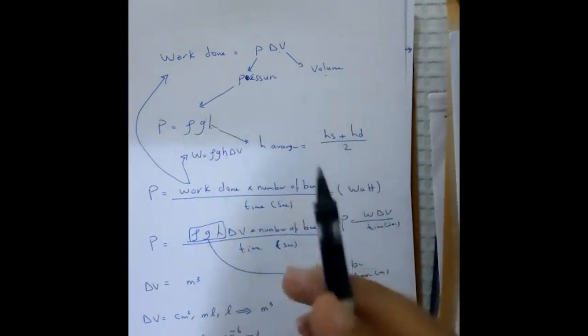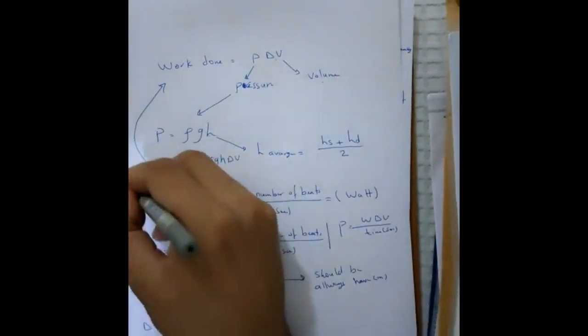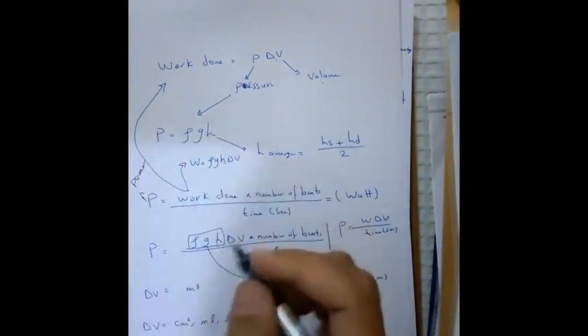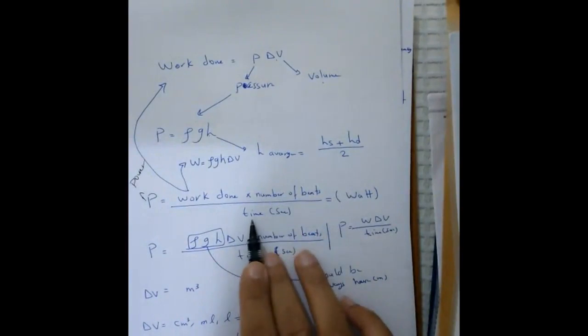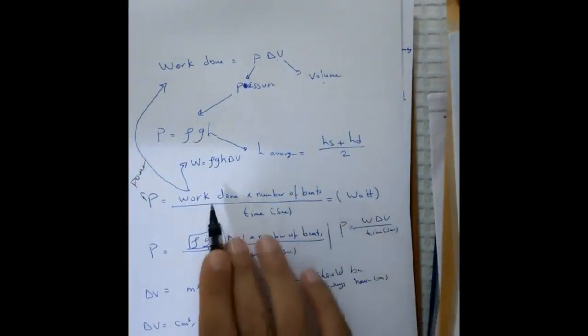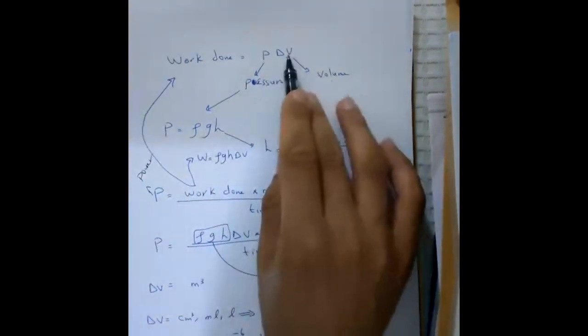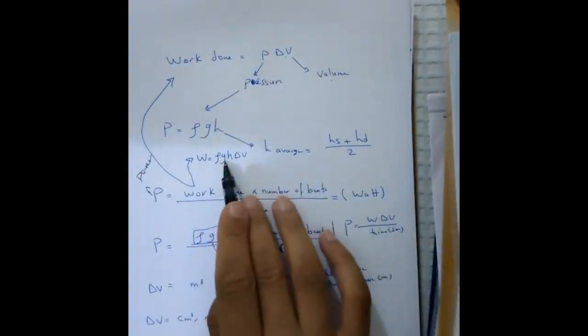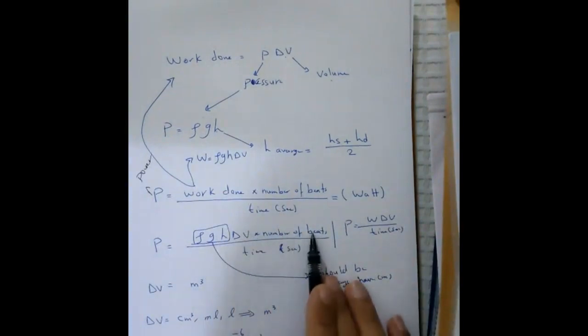This is for the work done. P is power. The power is the work done times the number of beats over time, and is measured in watts. So you know that the work done is P delta V, and P is rho GH. Combine them together, W will be equal to rho GH delta V, so rho GH delta V times the number of beats over time in seconds.